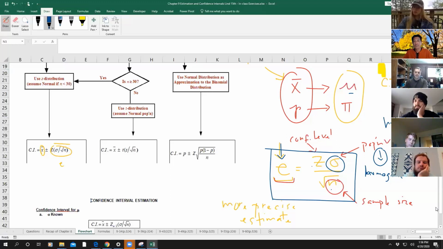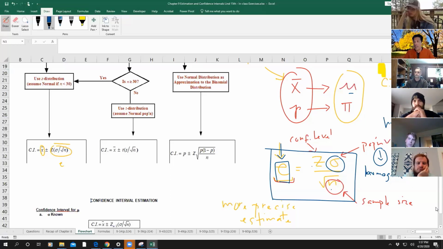All right, so I'm going to say that the more variability, the larger your margin of error, and vice versa. All right, good. So the more variability there is in a population, the more difficult it is, the less precise your estimate will be, because the margin of error will be larger. Okay, thank you, Doug.